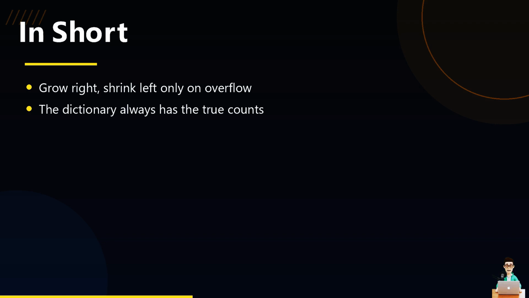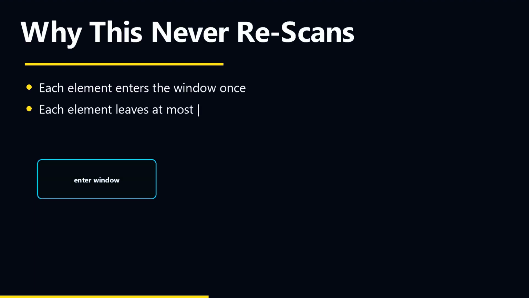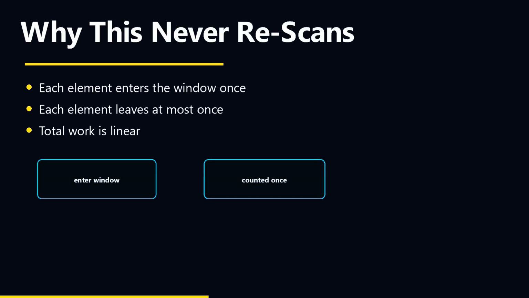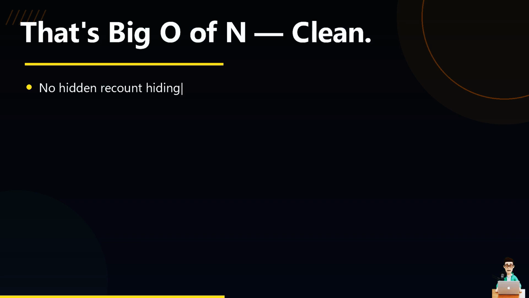That's the whole idea. Every element enters the window exactly once. Every element leaves the window at most once. So the whole pass is linear, not quadratic. Even though shrinking looks like it could cost as much as brute force, it doesn't. Pointers only ever move forward. That drops us to big O of n.